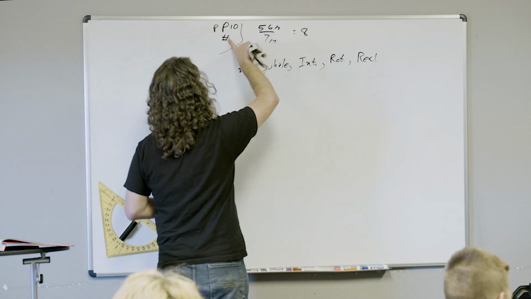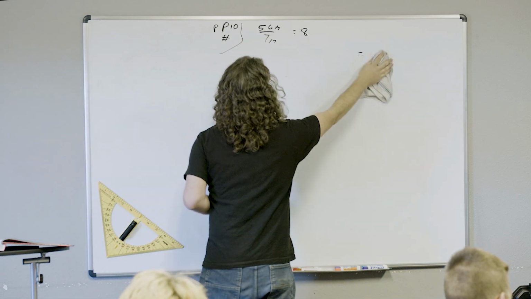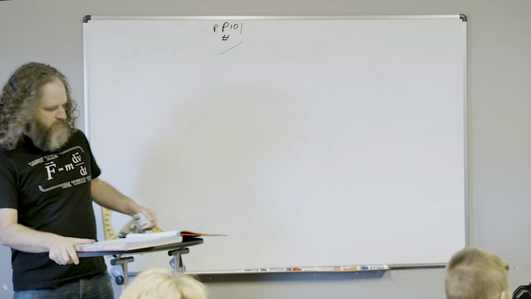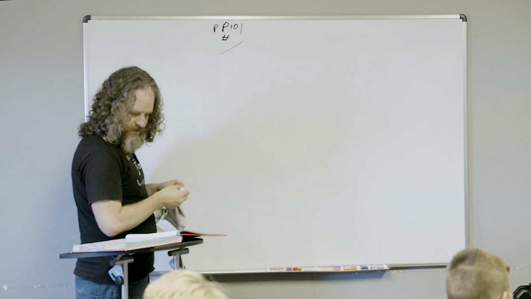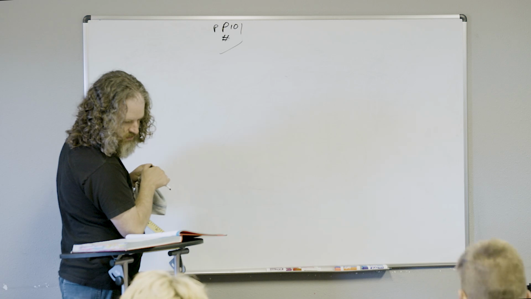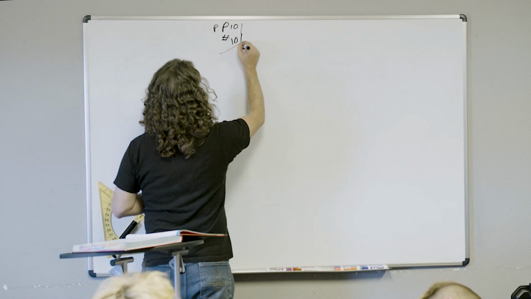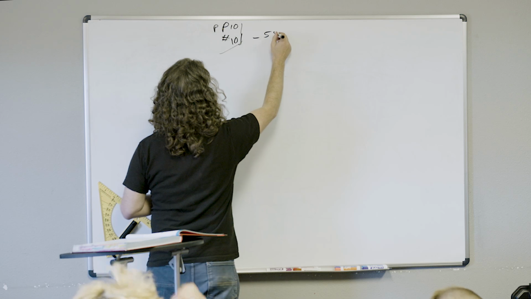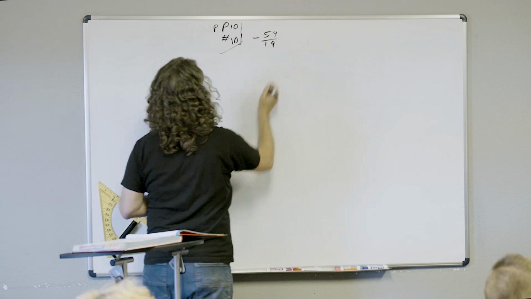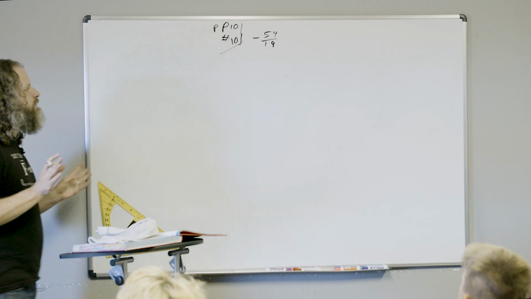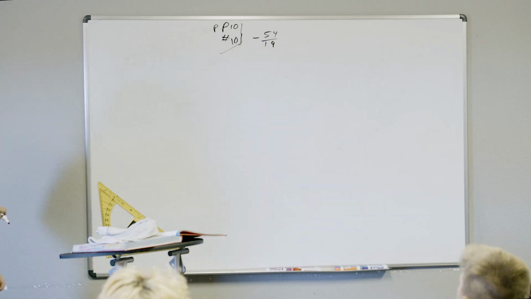Number 10 is negative 54/19. So, can we reduce negative 54/19?